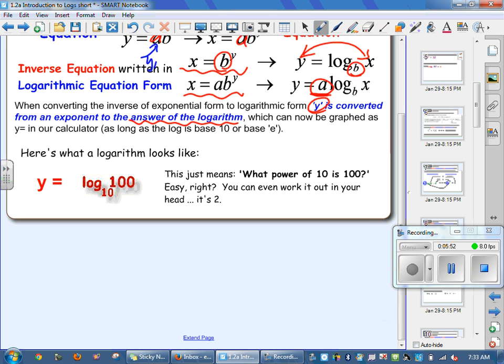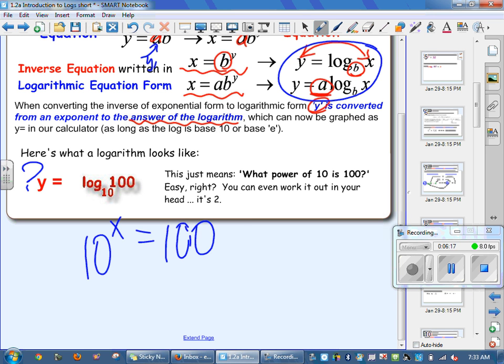So this is what our log equation looks like, just like the one that looks like our logs on the top right-hand side. What that actually means and how we would read it is, what power of 10 would equal 100? So, can we work it out in our head? What power of 10 is 100? So 10 to the x is 100. Well, hopefully we all know that 10 squared is 100. So in this case, x equals 2.